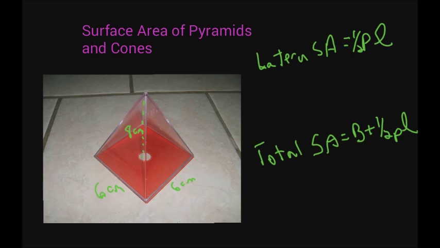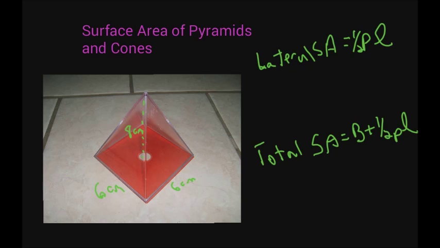Alright, let's do some surface area of pyramids and cones. So I got a pyramid there, and we're going to find the lateral and total surface area of that pyramid. We'll start with lateral. Lateral surface area is 1/2 the perimeter times the L, which is the lateral height.